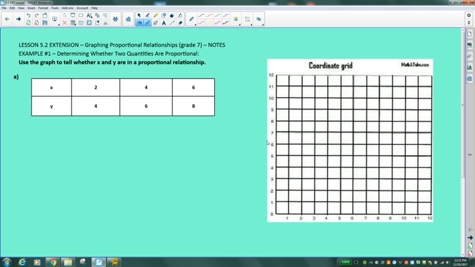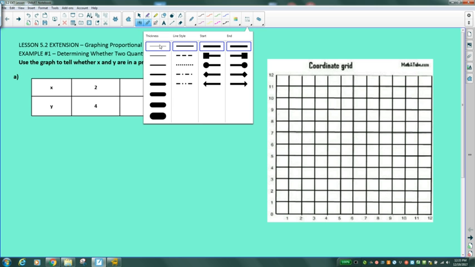And another way would be if we use graphs. So if we graph points or if we are looking at a graph, we can tell if something is proportional. So if we are going to look at the graph here, we have a set of data. Okay? If we are going to have proportional graphs, we need to look for two things. First, we need to have straight lines.